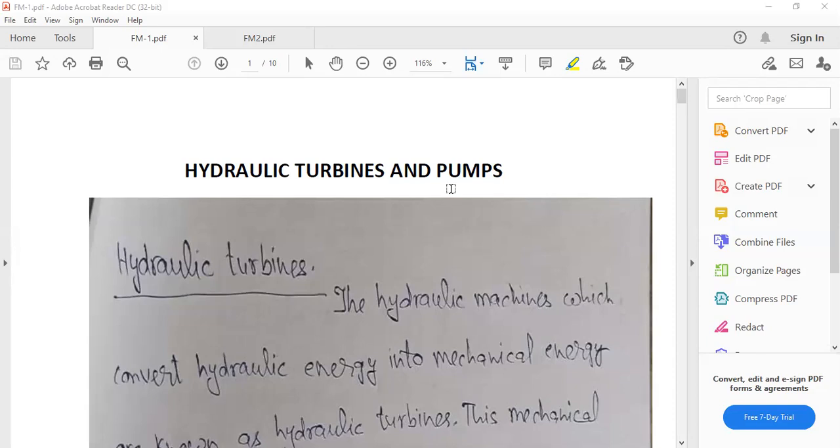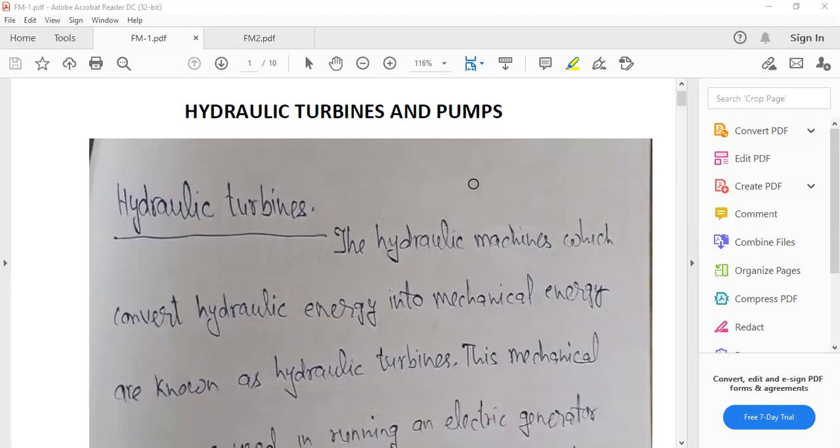Now the turbines which use water as the working fluid, those are known as hydraulic turbines, and the pumps which use water as the working fluid, they are known as hydraulic pumps. So in this chapter, in this unit, we will study about the hydraulic turbines and hydraulic pumps. Now first of all, we will discuss what is a hydraulic turbine. See, the machines which convert hydraulic energy into mechanical energy are known as hydraulic turbines.